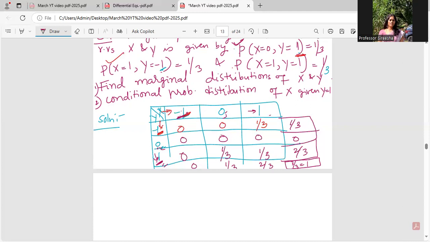Okay. So, how will I write the marginal distributions of x and y? Just see here, guys. The marginal distribution of x, how will I write it? That is, probability of capital X is equal to small x. This is the way I will represent it.